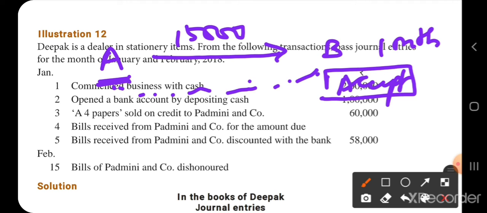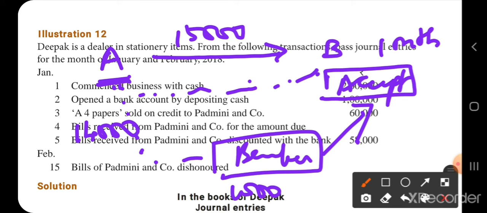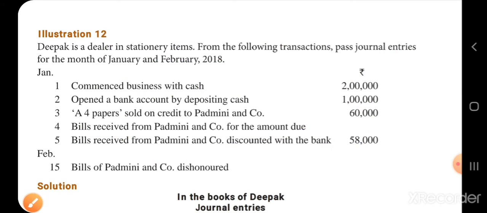Now, if suppose A wants the cash immediately, then he will approach his banker and he will get the bills discounted. That is, instead of 15,000, the banker will pay around 14,000 to A immediately. And on the due date, the bank will collect the bill from B. Okay. And this 1,000 rupees is the discount which the bank takes for rendering the service. Hope it is clear. Now look at this problem.